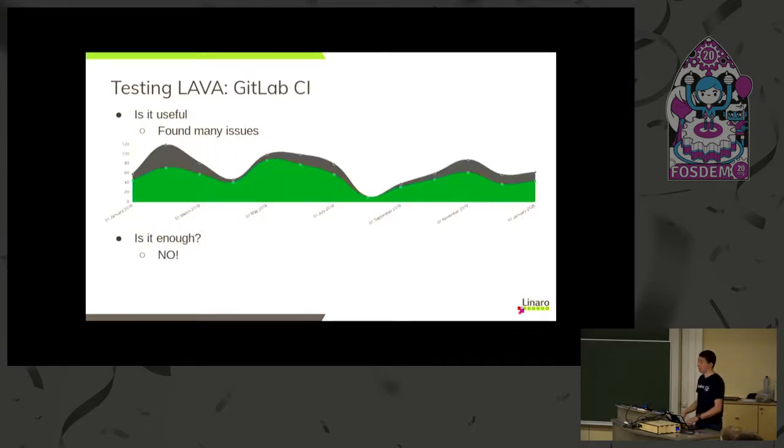So the GitLab CI, yes, it's useful. Because in Black, you see every time the merge requests are failing because of the CI. So we do find some bugs, but it's absolutely not enough.